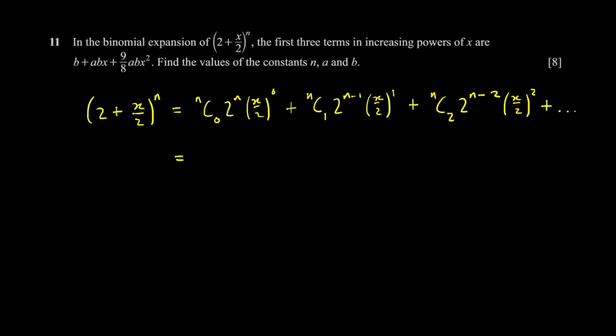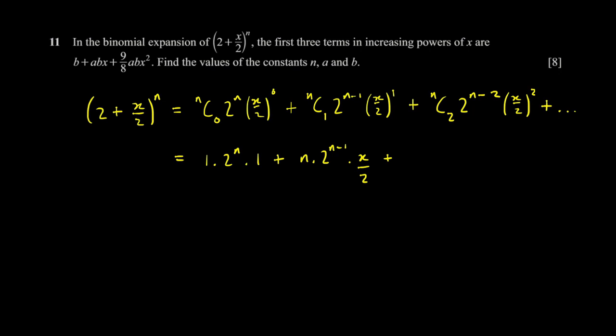All right, so we need to simplify this. nC0 is 1, because nC0 for any value of n is 1. 2 to the power n is just 2 to the power n. And x upon 2 to the power of 0 is 1, because anything to the power of 0 is 1. Okay, nC1 is n. 5C1 is 5, 6C1 is 6, 7C1 is 7. So nC1 is just n. 2 to the power n minus 1. And then here we've got x upon 2. And then we've got nC2.